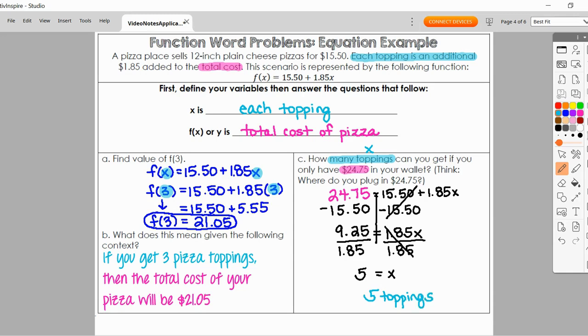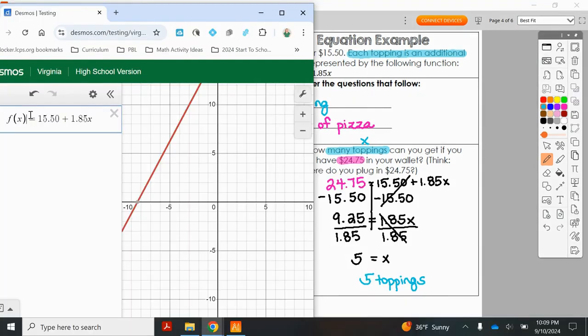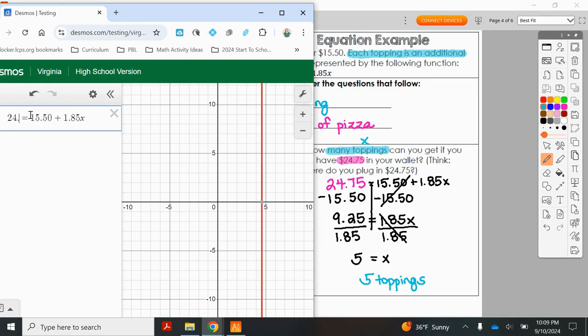$24.75 in our wallet. We go ahead and use Desmos to get this answer as well. So remember, I'm doing it by hand just to show you, but you're going to have access to Desmos, so might as well use it. In Desmos, again, I'm going to have the original function typed in that was given to me in the problem. But now I delete the f of x and replace it with what I was given, f of x or y equal to 24.75. That also is seen right here on our first line of our problem. That way I let Desmos do all the work to solve it down to an x value of 5 representing the amount of toppings.